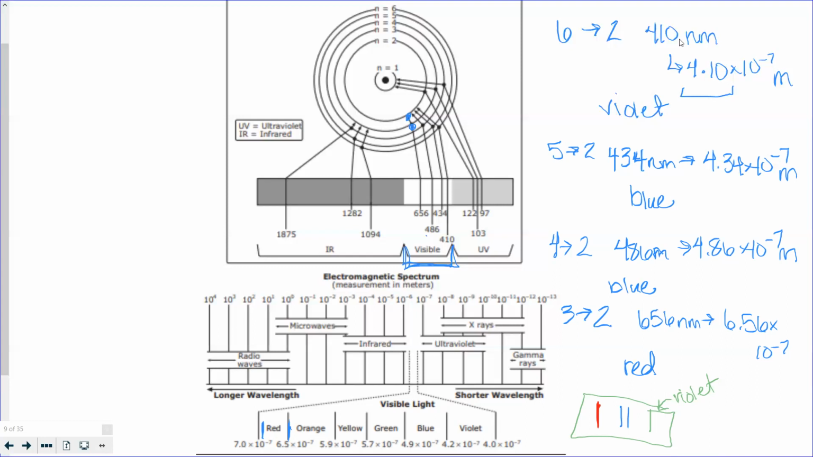Whereas if we had an electron transition and it went from 2 to 6, we are going to see nothing, because light is only given off whenever it goes from high to low. If it goes from low to high, it is absorbing energy and we don't see anything.